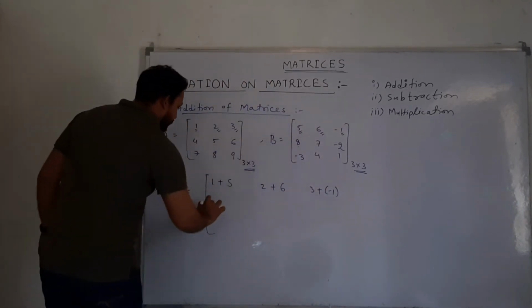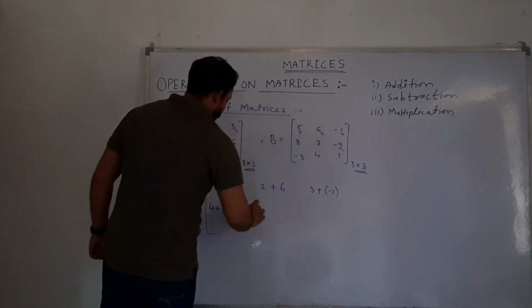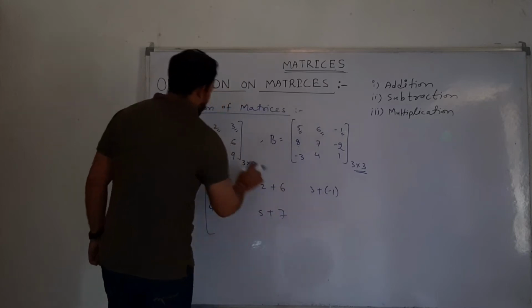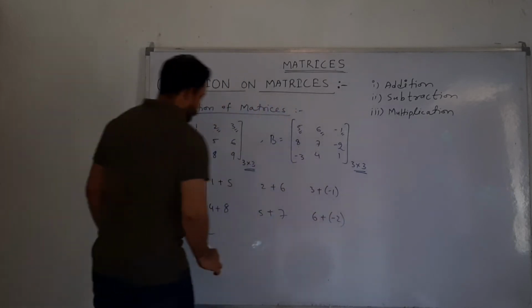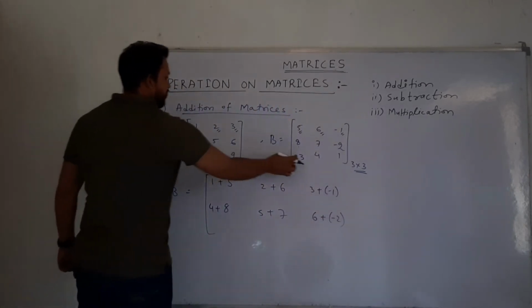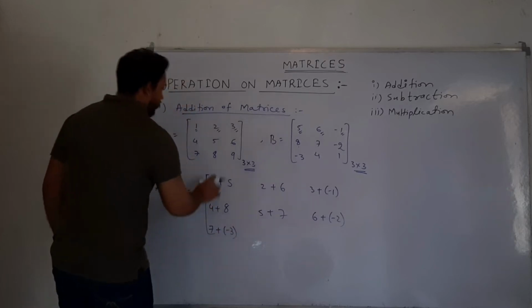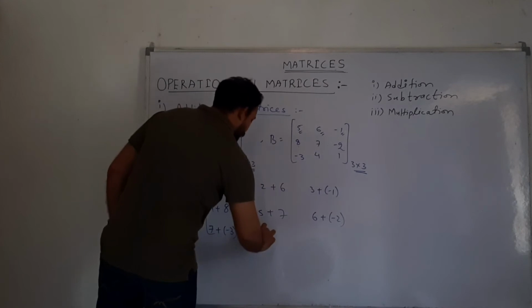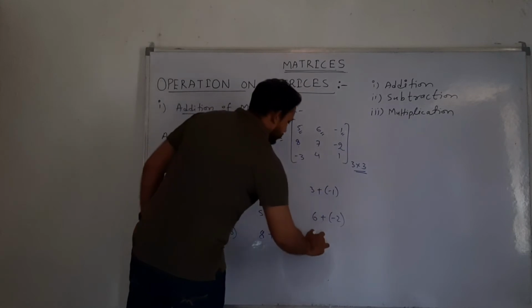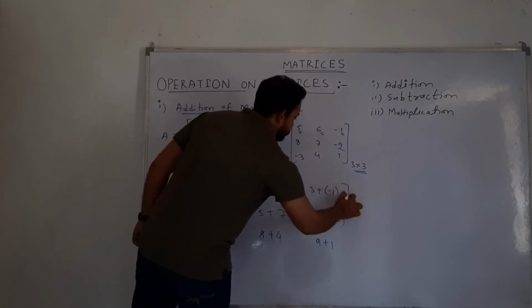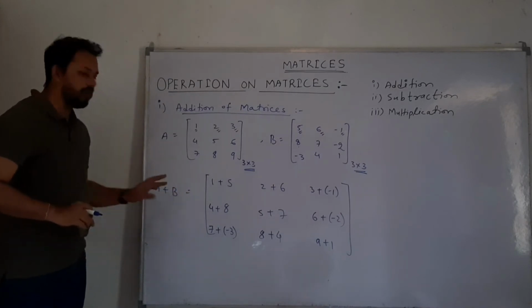4 plus 8. 5 plus 7. 6 plus minus 2. 7 plus minus 3. 8 plus 4. 9 plus 1. We got a new matrix A plus B.